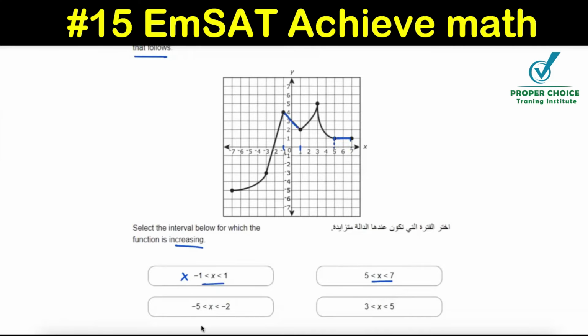It's a straight line. And between -5 and -2, x equals -5 is here, so the function's value here, and -2 is this point. And what I can observe here is that during that interval, the function is increasing. So this is the right choice.